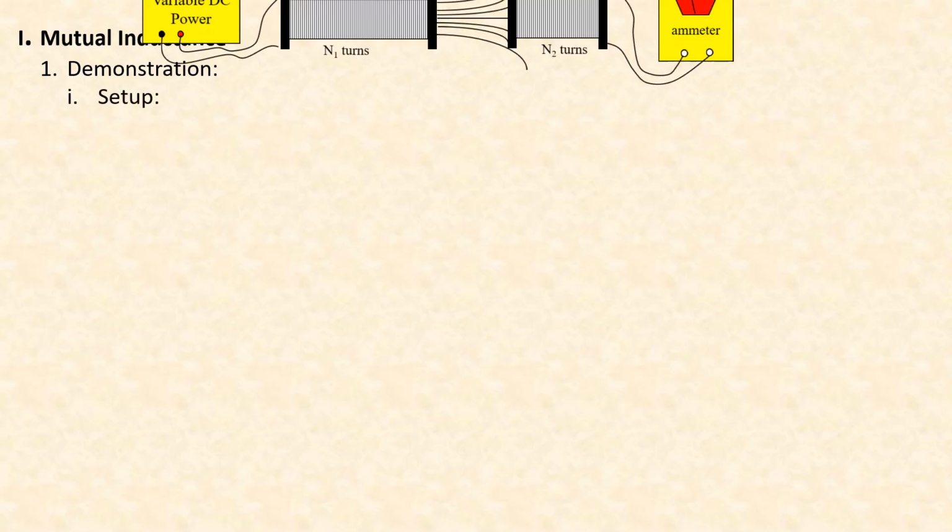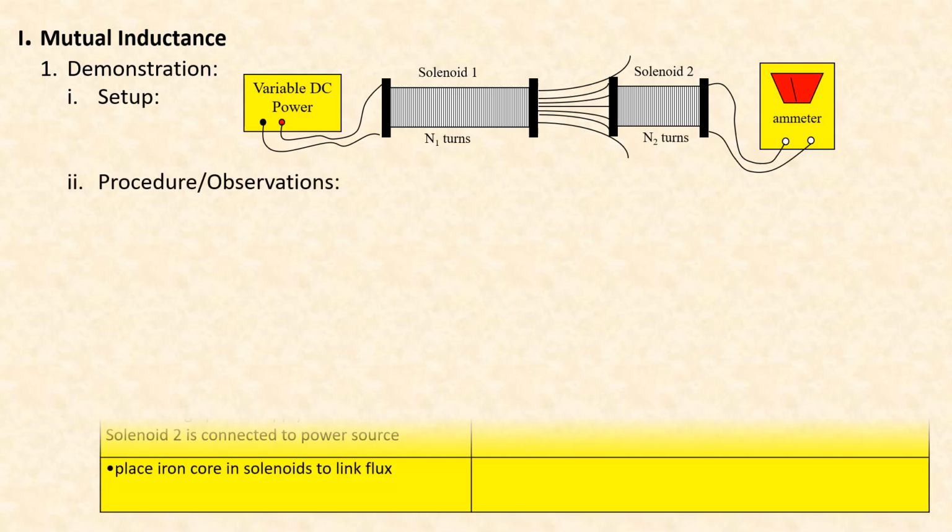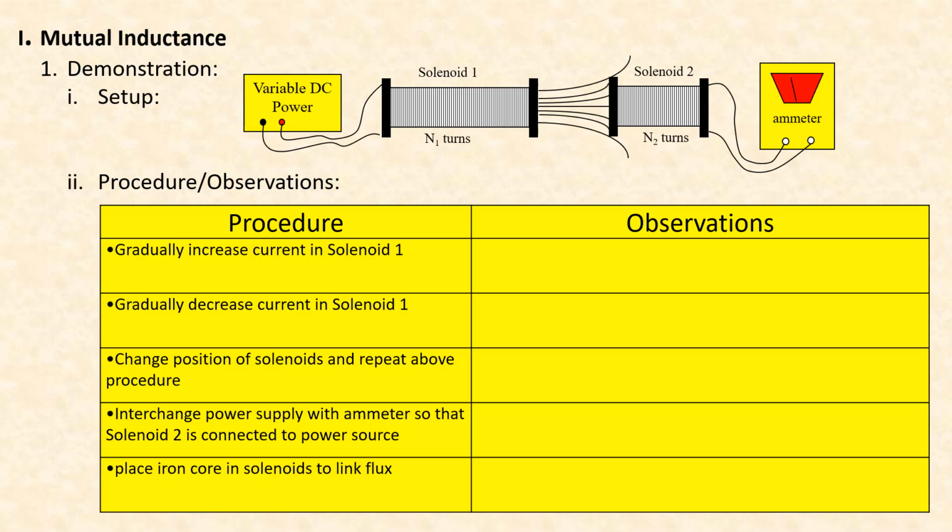Let's summarize the results from the demonstration that you just witnessed. Here is a schematic of our setup, and you'll notice once again that we have two solenoids. They can certainly have different numbers of turns. One solenoid, solenoid 1, is connected to a power source. We'll call that the powered solenoid, whereas the other solenoid, solenoid 2, is non-powered. It is not connected to a power source, but it is connected to an ammeter to measure any current that gets generated. Let's review what we observed in the demonstration.